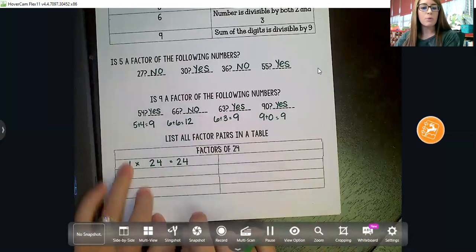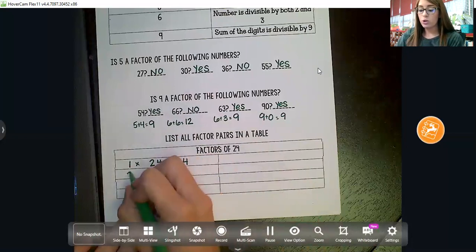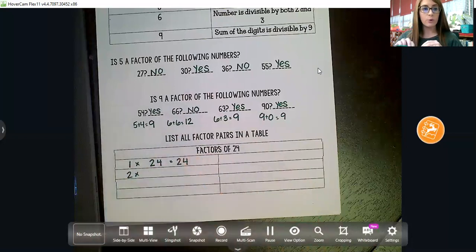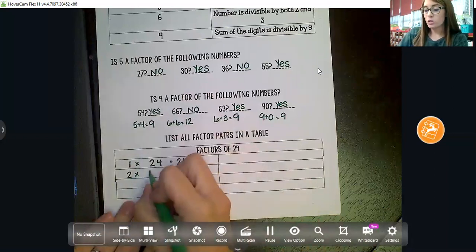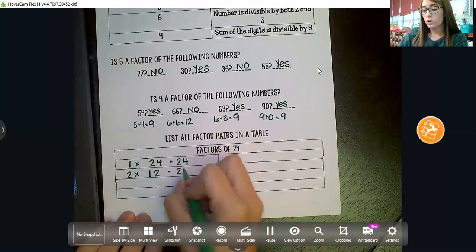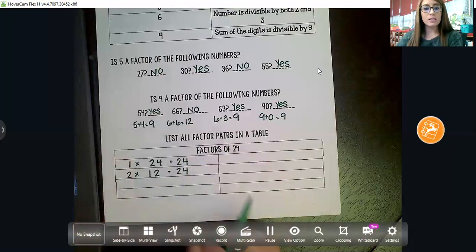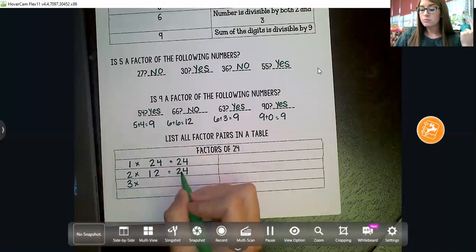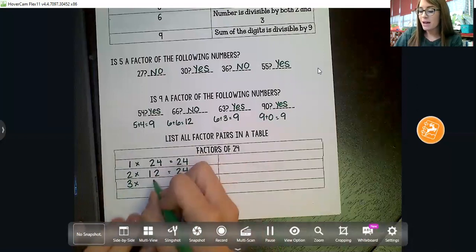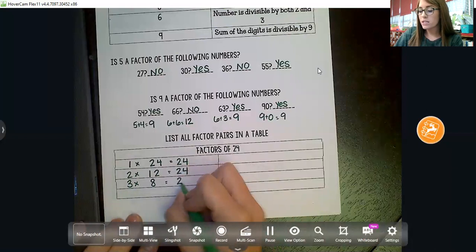Okay, so let's move on to 2. 2 times what gives me 24? 2 times what? Thinking caps. Very good, 12 is correct. So 2 times 12 equals 24. What about 3? Does 3 times anything equal 24? Yeah, it does. Very good. 3 times what? Someone shouted out at me. Good job. Exactly right. 3 times 8 is 24.